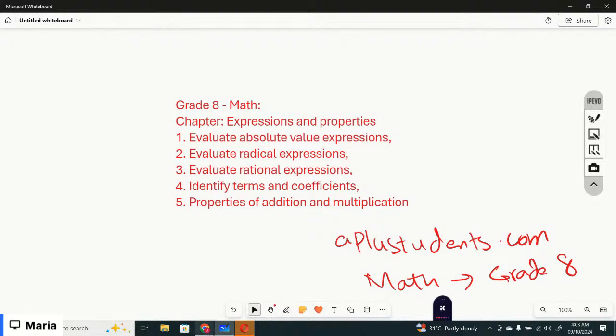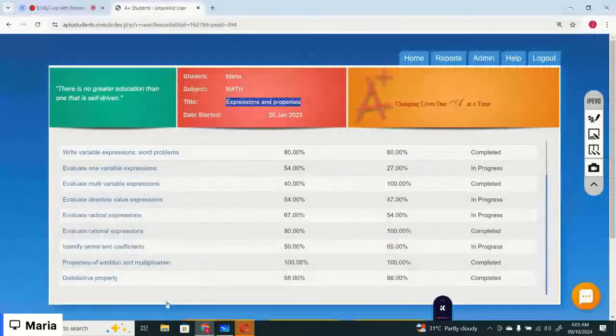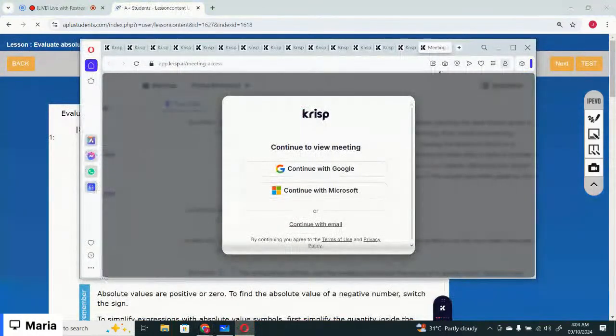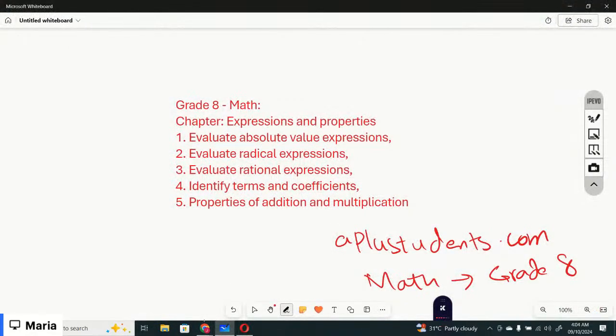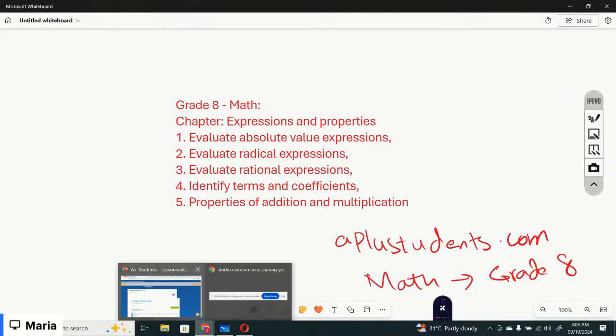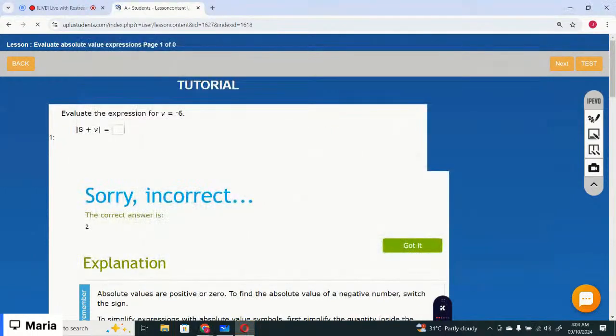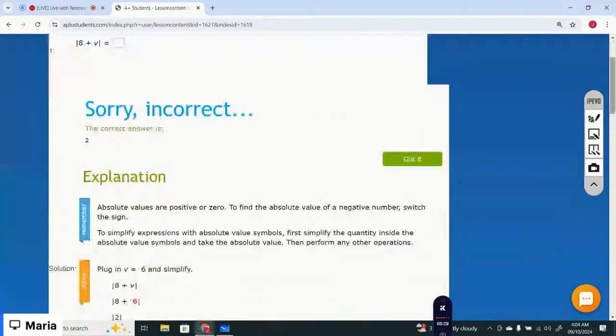Okay, here I am on grade 8 math. The chapter we are on right now is expressions and properties. Let's just start with the lesson, that is evaluate absolute value expressions. Evaluation for v equals negative 6. So you need to evaluate this expression for v equals negative 6.